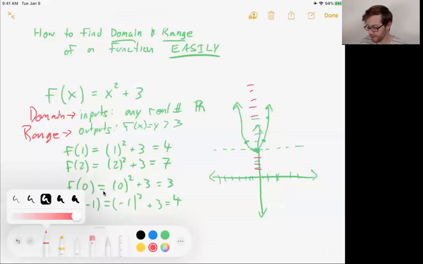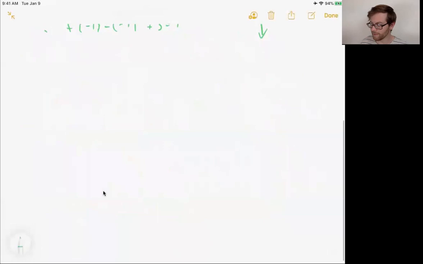Okay, so let's see here. Let me see if I can go to something a little more challenging. So that one, the inputs, they could be anything. But not all operations are like that. Like the squared operation, you can do that to anything. You can add 3 to anything. But they're not all like that.